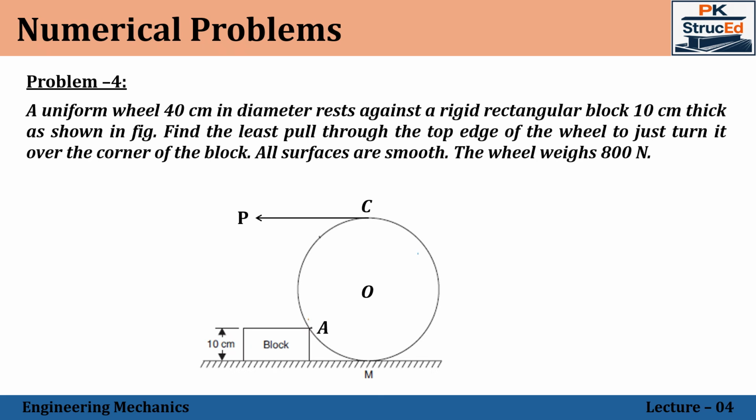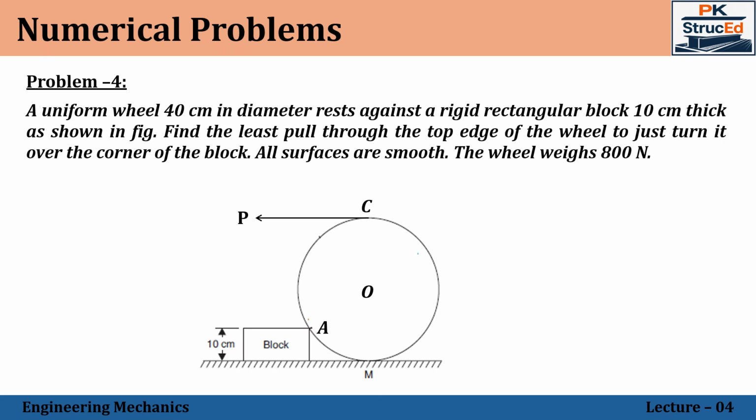Let us first understand the physical meaning of the problem. Here the wheel is about to rotate over the corner of the block. At this instant, the wheel loses contact with the ground, so it is about to lift. Once the additional force has been applied, it is about to roll over the block. At that particular instant, there won't be any contact at the ground level.